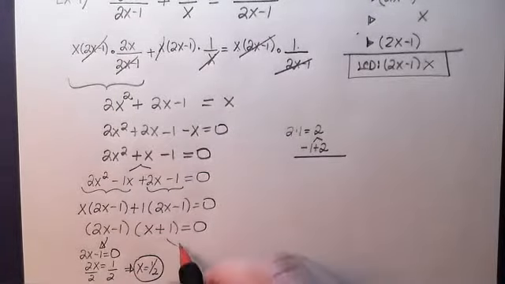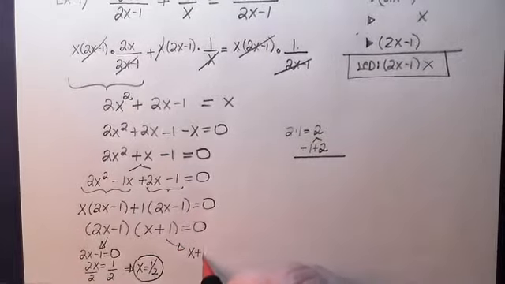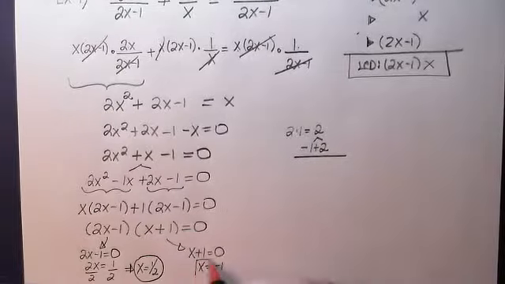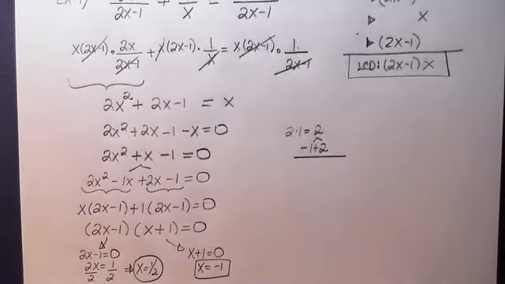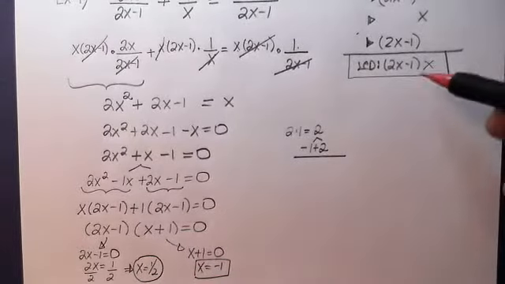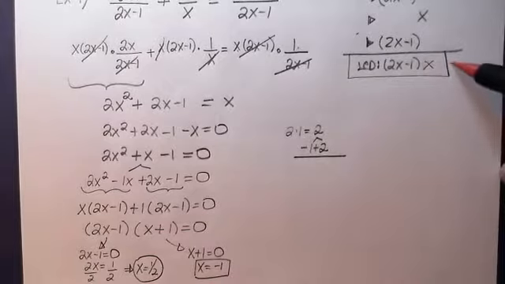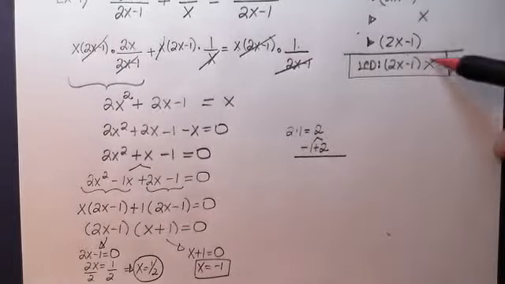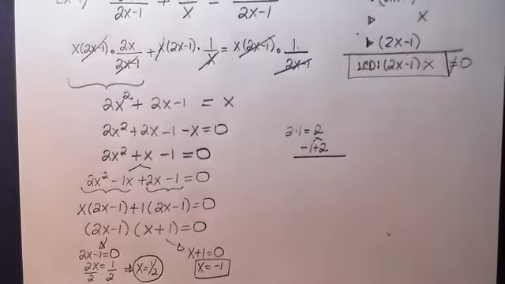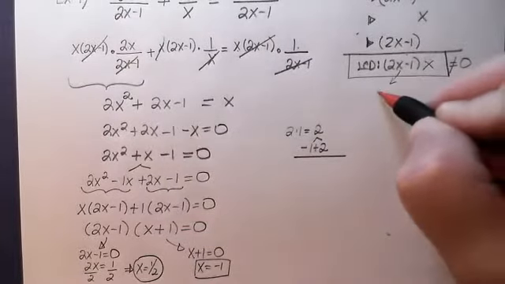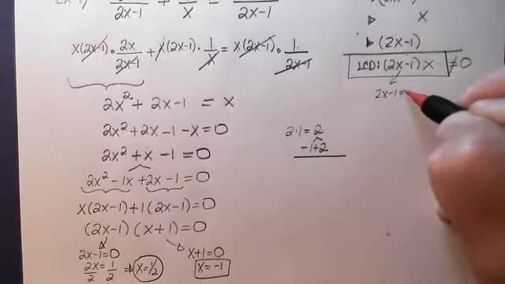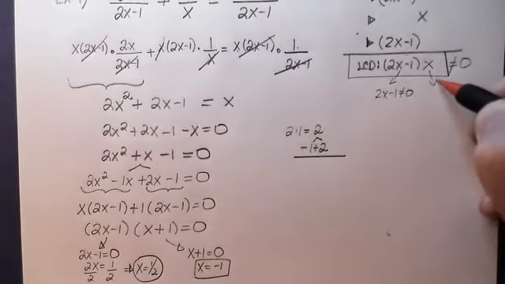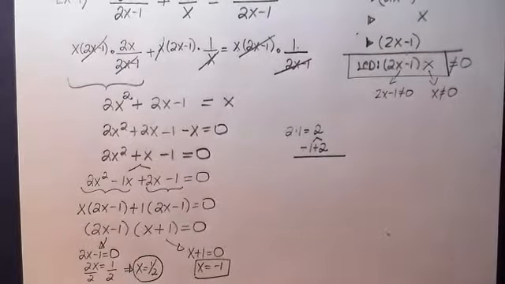And here would be x plus 1 equals 0. X would be negative 1. So there's 2 possible answers here. Now let's look at the restrictions. For the restrictions, you have to look over here. In other words, the numbers underneath the fractions, which are these guys, cannot equal 0. So I have 2x minus 1 cannot equal 0, and I have x cannot equal 0.